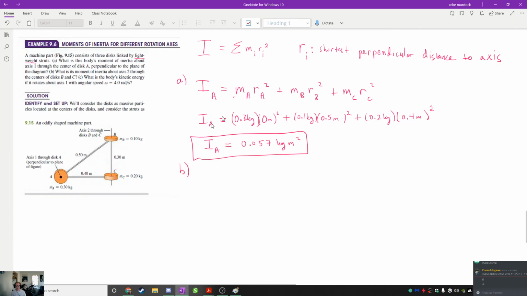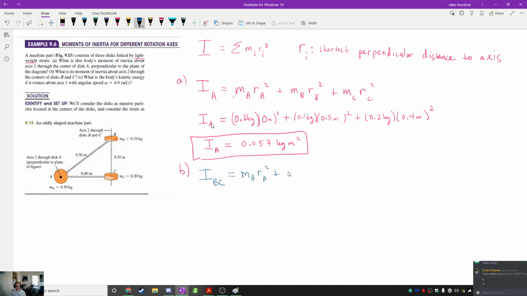Okay, part B. Let's do a different color. So for part B, we want to find what is the moment of inertia through axis 2, through the centers B and C. So this is axis 2. I'm going to call it IBC. Okay. So this one's going to be equal to, again, mass of A times RA squared plus mass of B times RB squared, I'm using the same symbol but it doesn't mean the same thing, plus MC times RC squared. Okay, so axis is through BC.